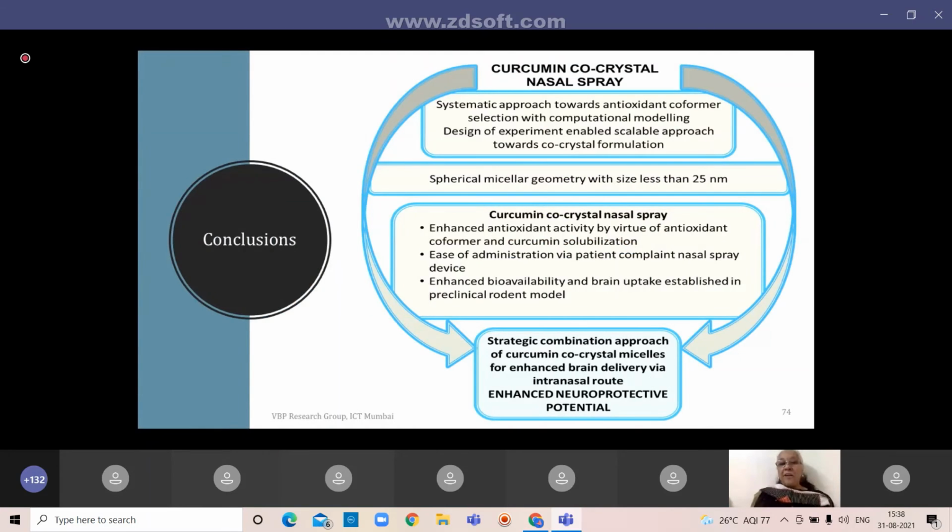And in fact, by doing this, we have proven that we can do a very systematic study: identify an antioxidant co-former, apply DOE, use a planetary ball mill to get co-crystals in one step, make micelles which have size less than 25 nanometer, make a nasal spray, and in all this, we have utilized colorless curcumin. So we have a strategic combination approach of curcumin co-crystal micelles.